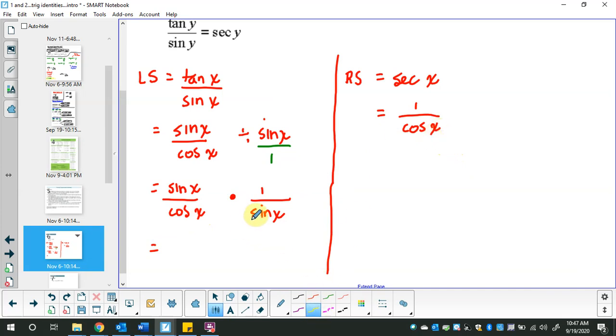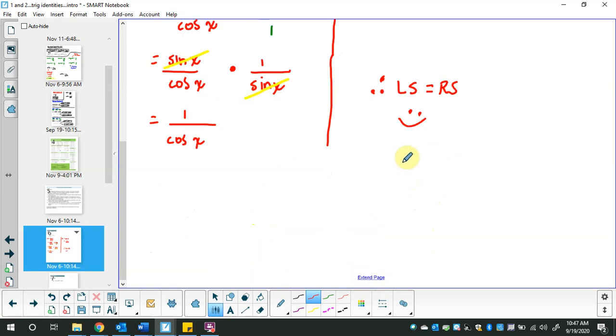So hopefully you can see that because this is all multiplying and dividing, you can knock this sine x from the denominator with this sine x from the numerator, and what's left is 1 over cos x, and you should not be surprised that they are the same. And once they are exactly the same, you can do one of many things. You can sum it up with therefore left side equals right side. I like to put a happy face. I'm happy it's done. You could put QED, which is Latin for that which is proven, or like I like to say, this is done.